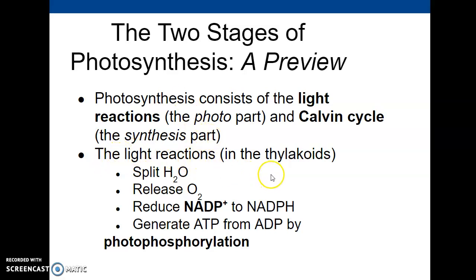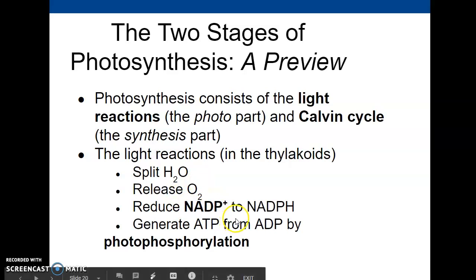And the light reactions happen in the thylakoid. They split water, they release oxygen, they reduce NADP+ to NADPH, and they generate ATP from ADP by what we call photophosphorylation. And again, it uses the similar chemiosmotic mechanisms as the mitochondrion does. It's just this time oxygen is not our final electron acceptor. Instead, our final electron acceptor is NADP+, and so when we generate the ATP, we call this process photophosphorylation because we need light energy rather than oxidative phosphorylation.